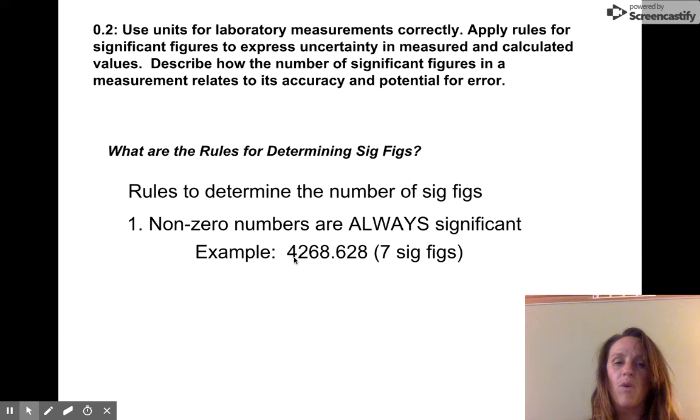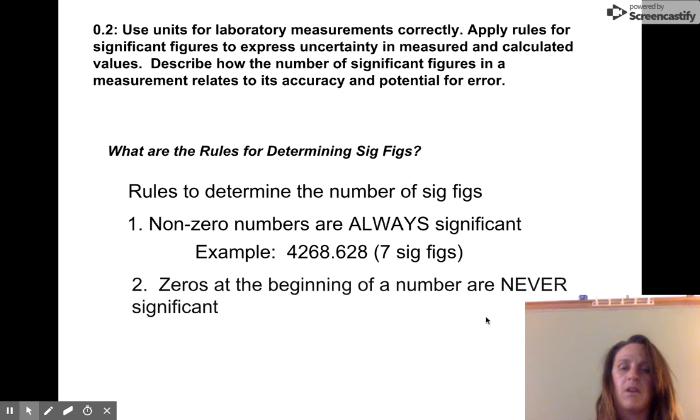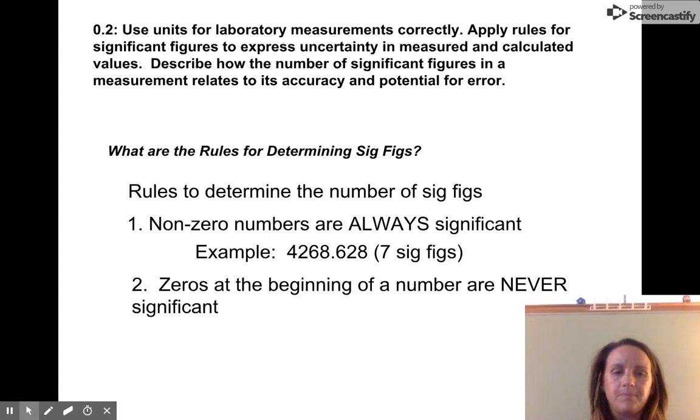So it would have, that 4 would be significant, 2, yes, 3, 4, 5, 6, there would be 7 sig figs in that number. We're counting how many there are. Okay, here's where it gets a little bit hairy.